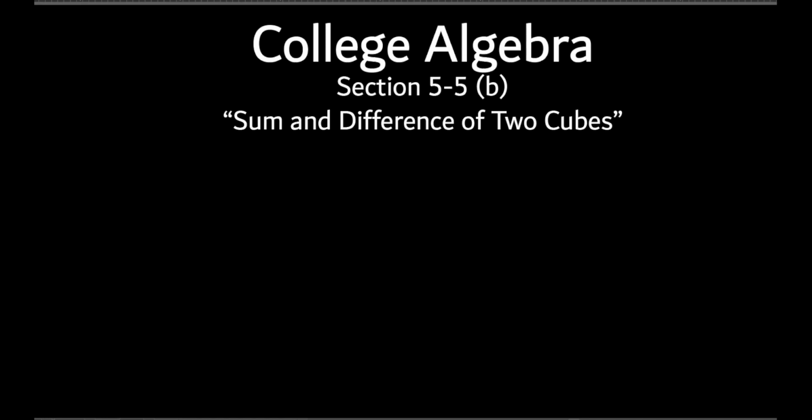Let's do the next. It's the same section, but a different part of it. Yesterday we did the difference of two squares. So we're going to do the difference of two cubes, and also the sum of two cubes. Remember, yesterday there was no sum of two squares. There is no factoring of the sum of two squares.